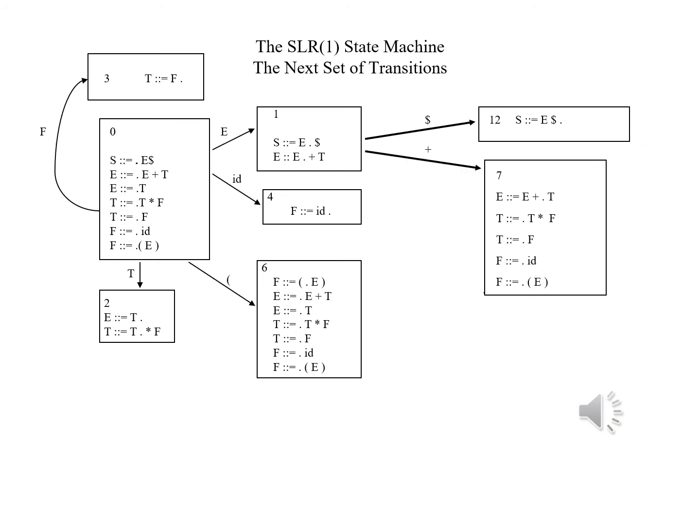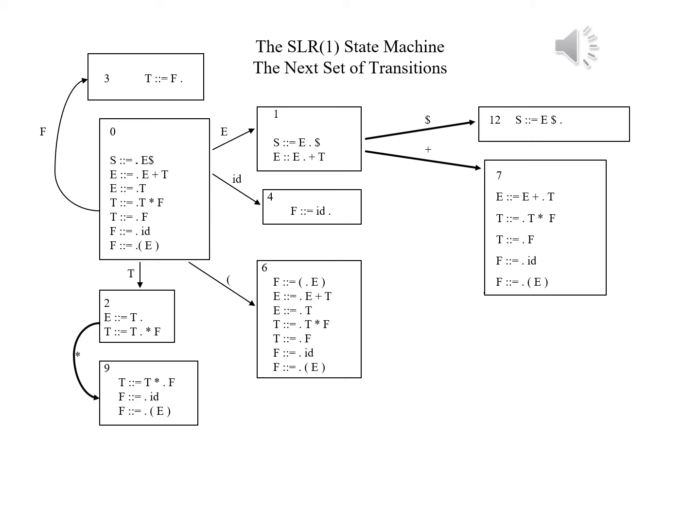On plus, we're going to go from state 1 to state 7. E derives E dot plus T. Once we traverse past the dot plus sign, it becomes E derives E plus dot T. I now need initial items for T, and in turn, initial items for F.